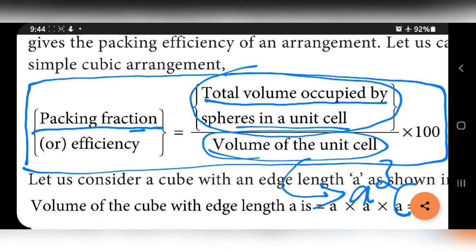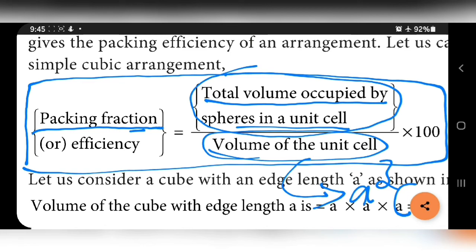Already we calculated: the number of atoms in simple cubic is 1, the number of atoms in BCC is 2, and the total number of atoms in FCC is 4. So if you know the number of atoms and the volume of one sphere, we can calculate the total volume occupied by the spheres in the unit cell.